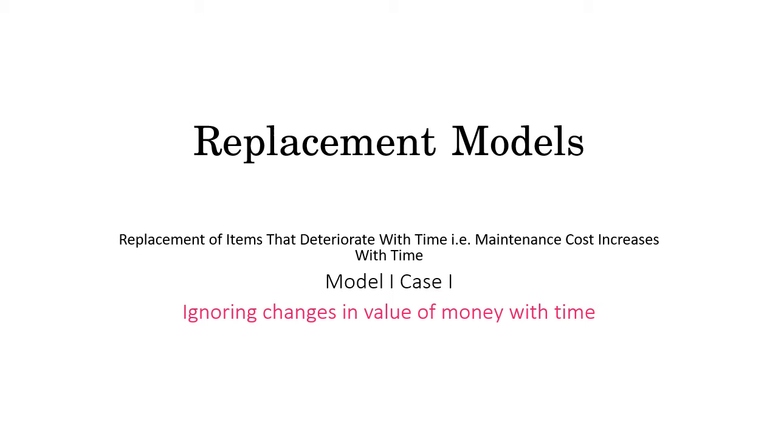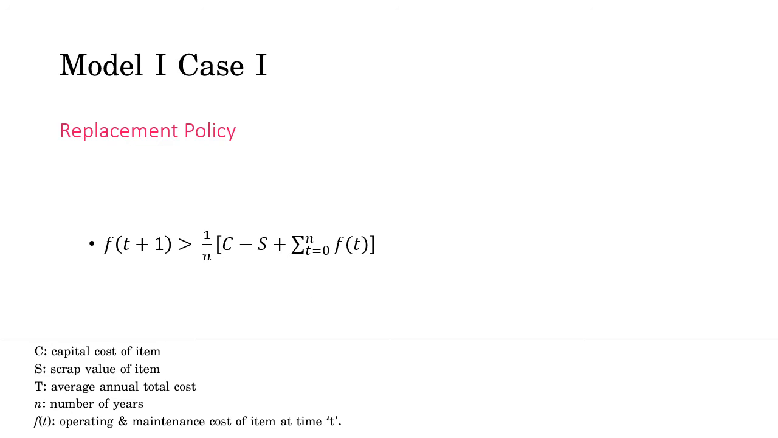So in this video, we're going to start with the first model, which is replacement of items that deteriorate with time and maintenance cost increases with time. So this is model 1 case 1, and in this particular case of model 1, we're going to ignore the changes in value of money with time. Okay. So this is the same equation from the PDF that I uploaded in April, which tells us when to replace the machine when we are dealing with the case 1 of model 1, when we are ignoring the time value of money. So before that, this is the notation that we are going to use for this particular model.